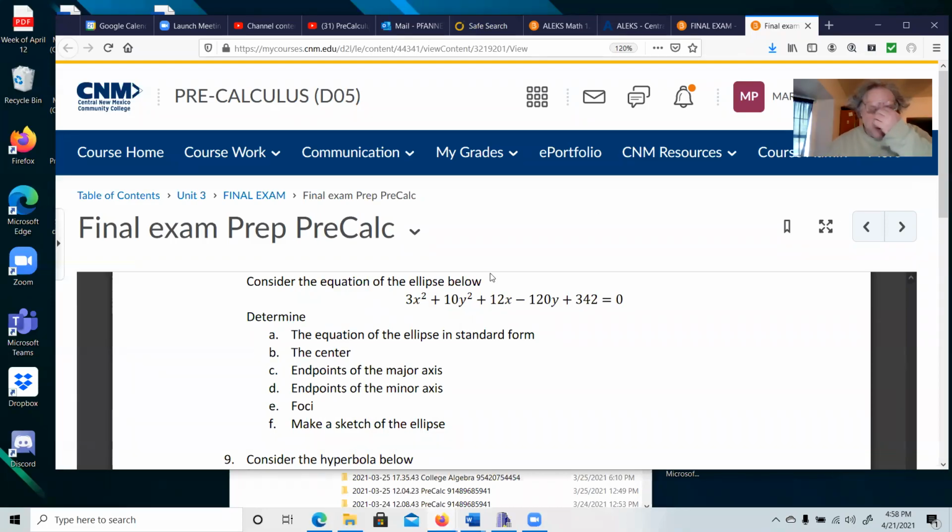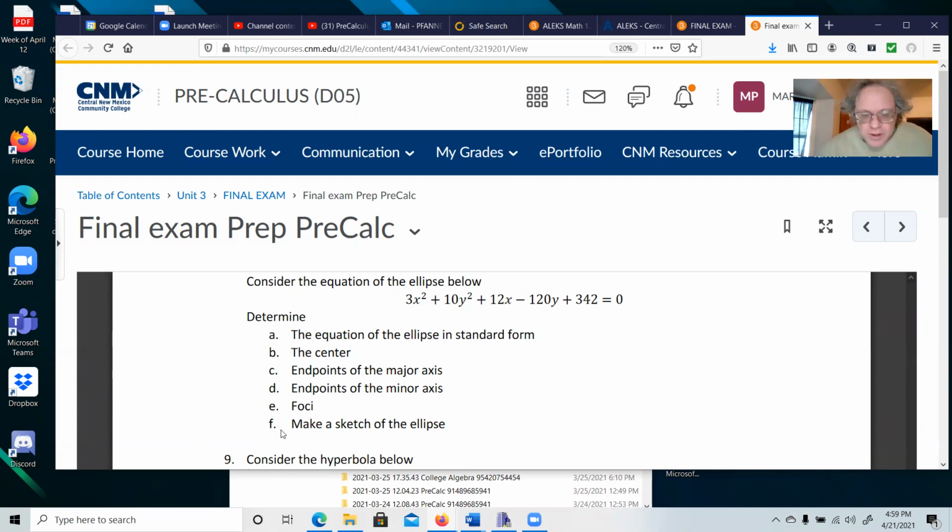All right, welcome back to pre-calculus final exam prep here. So we have an ellipse here, right? Consider the equation of the ellipse below. Here we go. The first thing we've got to do is put it in standard form. We've got to figure out the center, figure out the endpoints of the major and minor axis, get the foci, and then make a sketch here.